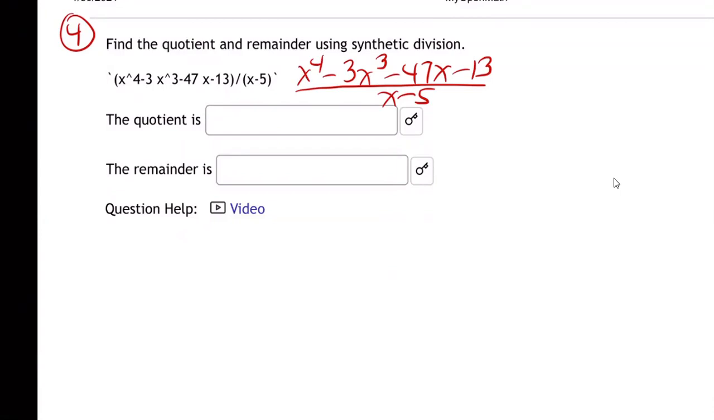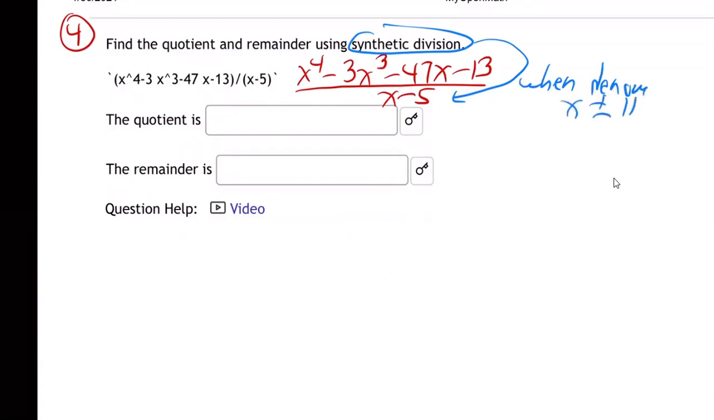Okay, so you can use synthetic division. They're saying they want us to use it. You can use it when the denominator is x plus or minus a number, which it is. So we don't have to do long division, thankfully. We can just do this quicker synthetic division as long as the denominator is x plus or minus a number, which it is. So how do we do it?